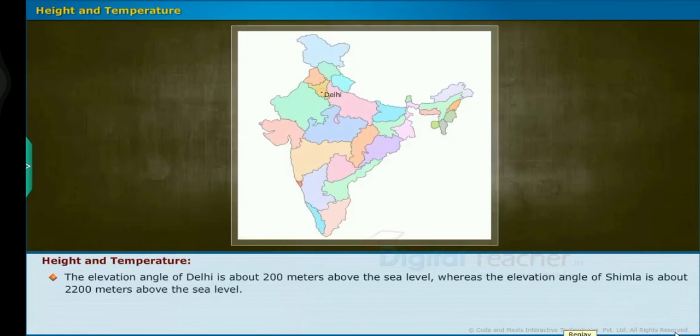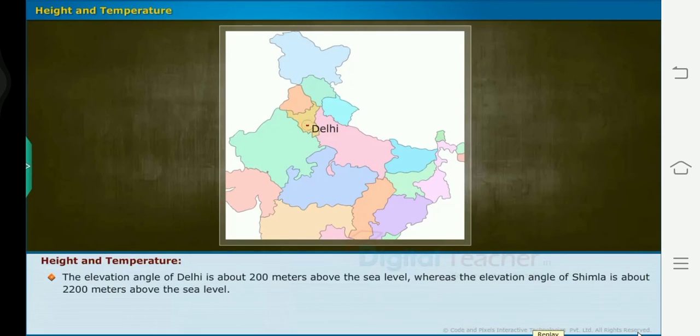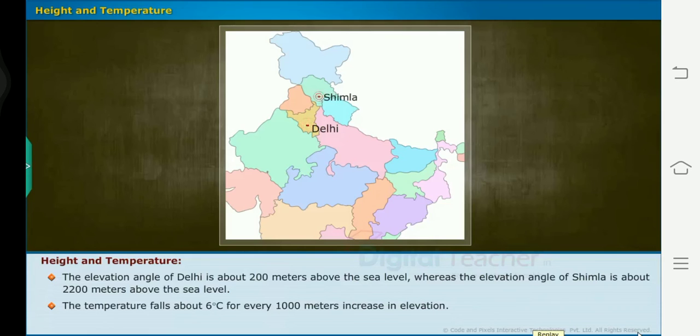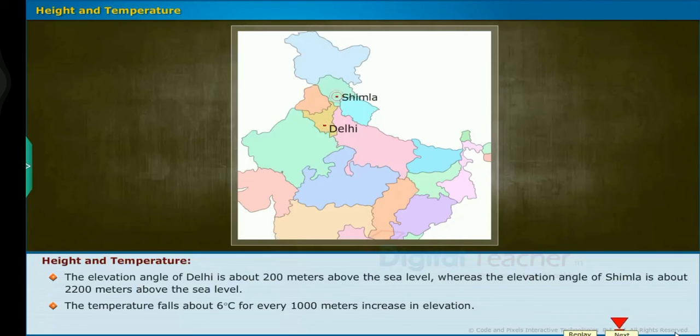The elevation of Delhi is about 200 meters above sea level, whereas the elevation of Shimla is about 2,200 meters above sea level. The temperature falls about 6 degrees centigrade for every 1,000 meters increase in elevation.